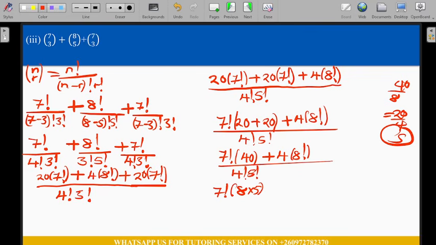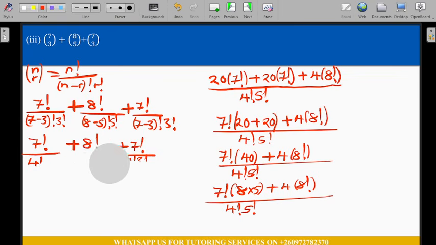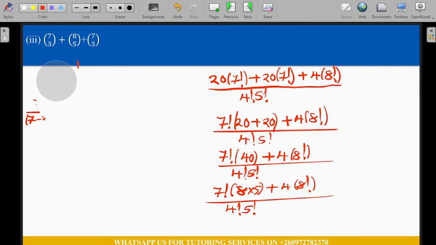We are just introducing 8 factorial, so that we have the bigger factorial on this side. So now we say plus 4 open 80 factorial, then over 4 factorial 5 factorial. Now let's simplify it further. Let me create some space just here.